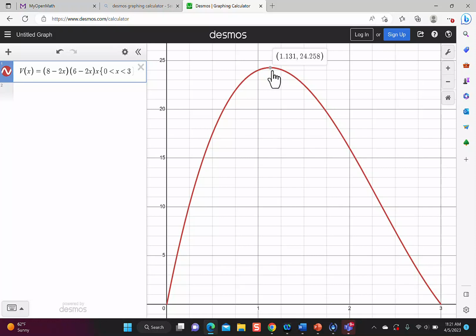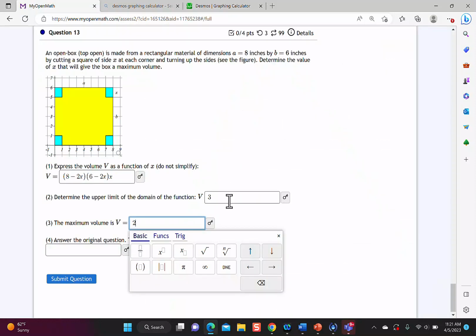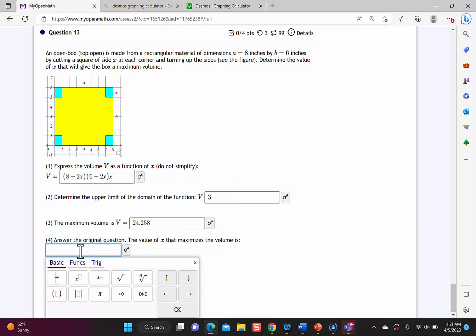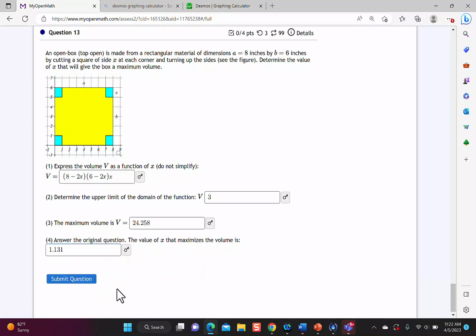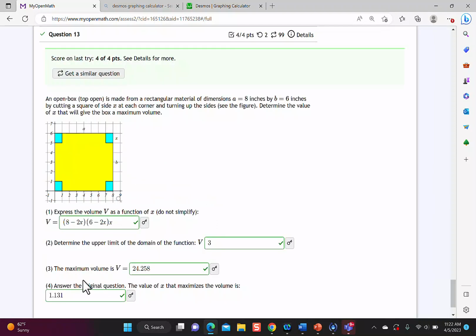So this is answering both of my other parts of the question. So make sure you put in the right thing with the right box. So 24.258, there's my volume. And then my value of X, 1.131. And then as always, we submit to check our work.